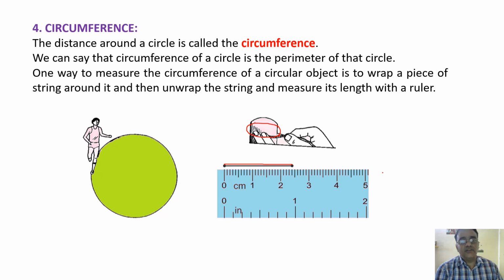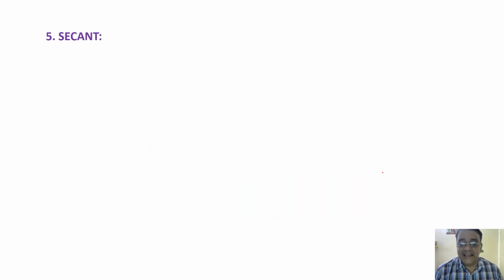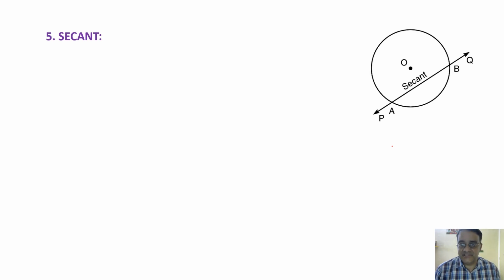Okay, fine. Now the next part is secant. Secant is nothing but a line that intersects a circle at two distinct points. See, here this line is intersecting the circle at two points. This line is intersecting the circle at two points A and B, so that is why this line is called secant.